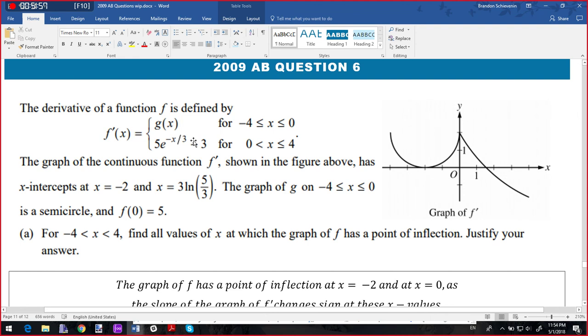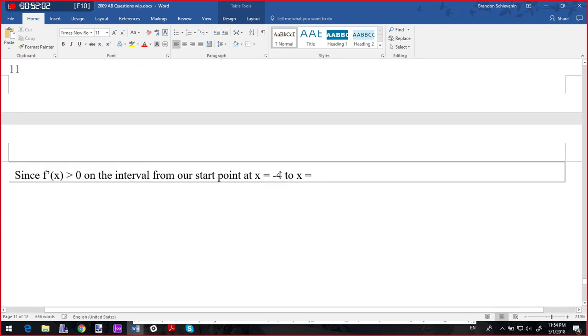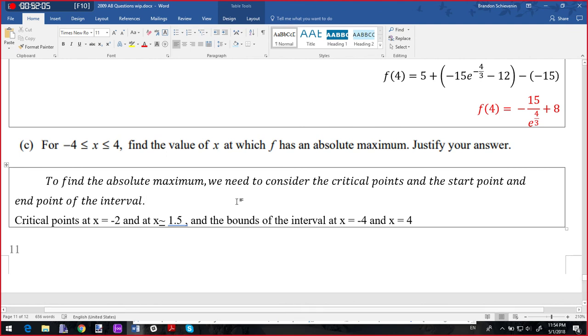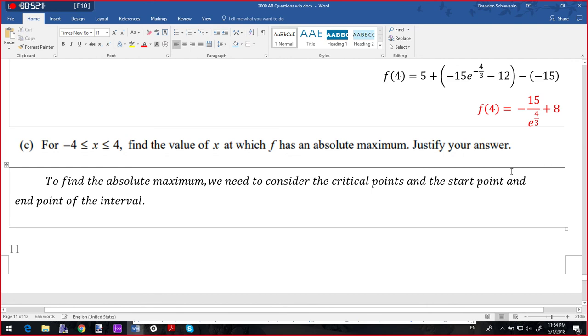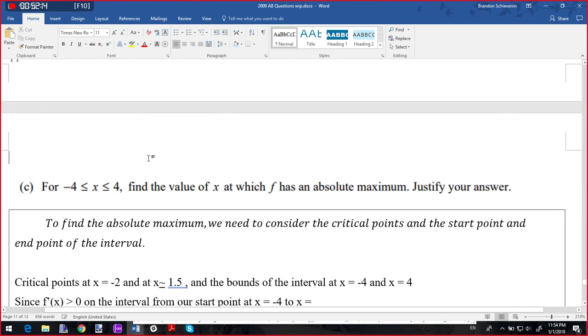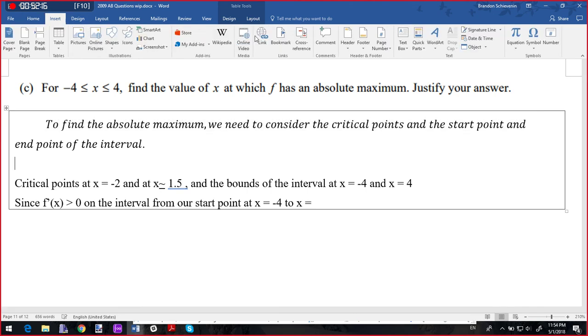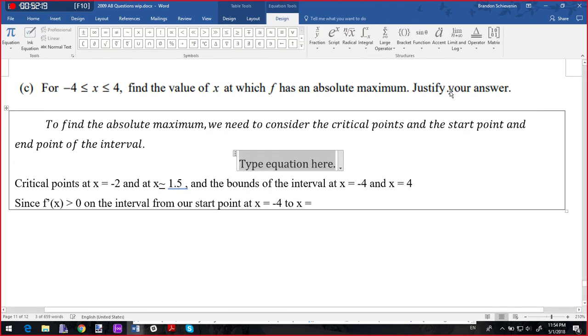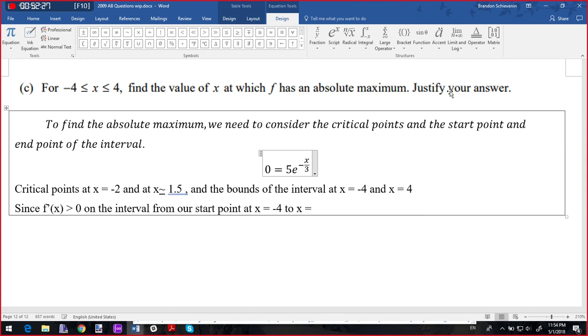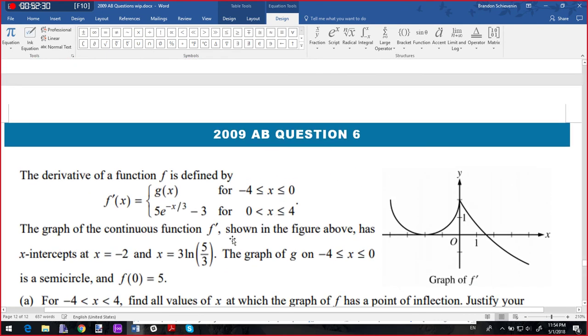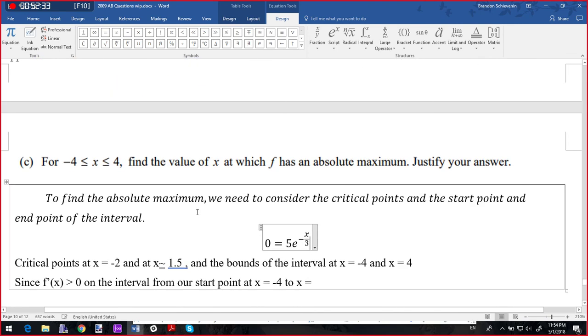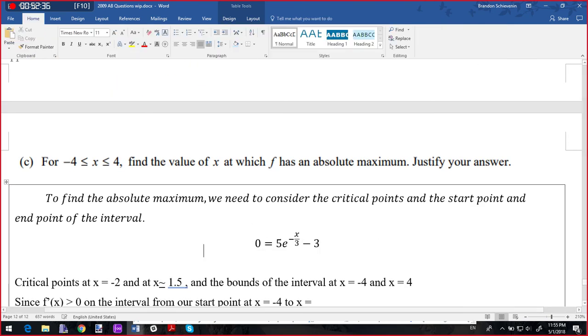I know the derivative is equal to 5e to the -x over 3 minus 3. So before I go any further, let me set that equal to 0 and solve for x. So I'm going to move this whole problem down so I can see everything that I'm doing. There we go. So 0 is equal to 5e to the -x over 3 minus 3. Okay, and I need to solve for x.